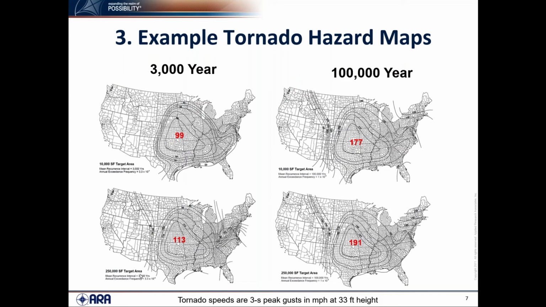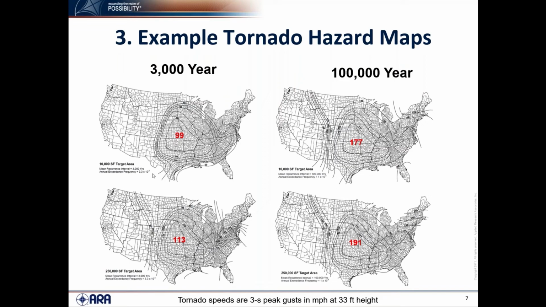If we go to 250,000, so that's a 500 foot by a 500 foot, that's a pretty big building, we see it goes up, say, to 113. We do have target sizes as high as 4 million, and that would go up another 20 or so miles per hour. I think for that one, I'll show you otherwise. At the 100,000 year, we can see the same two target sizes. We've seen a very significant increase up to 177, 191 at the maximum area.